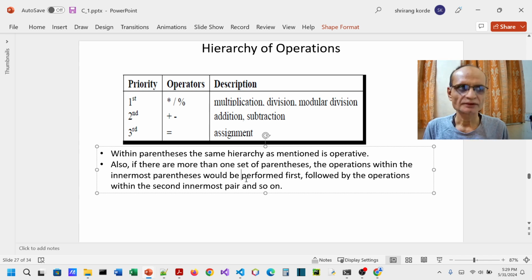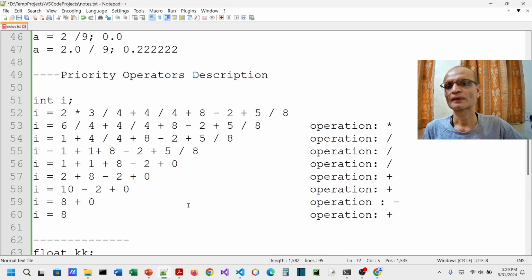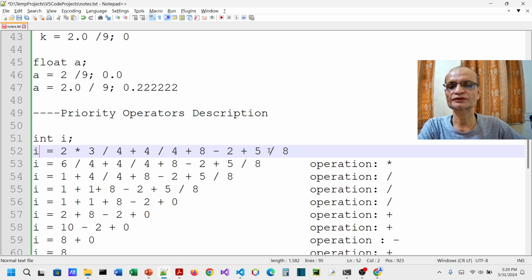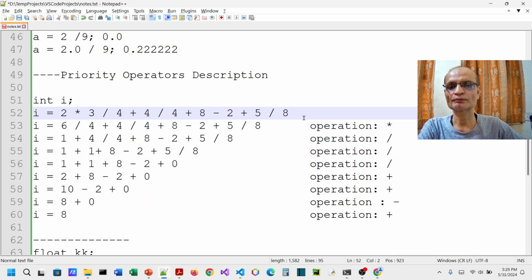Having said this, now we need to understand how I can apply this to an example. So let's go to the example. Let us say I want to compute, where the variable I is an integer, and this is the expression given to us: 2 multiplied by 3 divided by 4 plus 4 divided by 4 plus 8 minus 2 plus 5 by 8. If this is the expression, then as per the table we just saw, how will it happen?